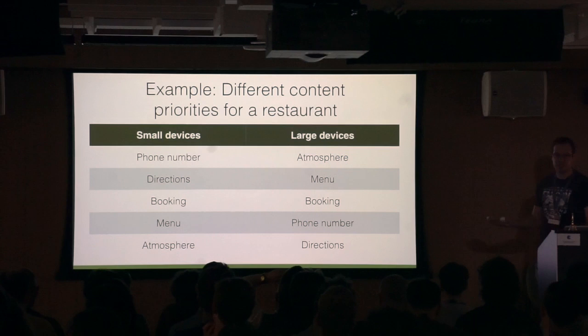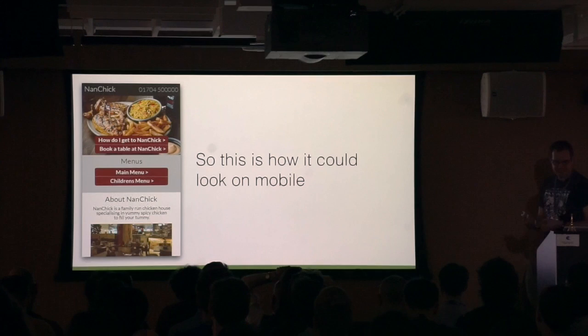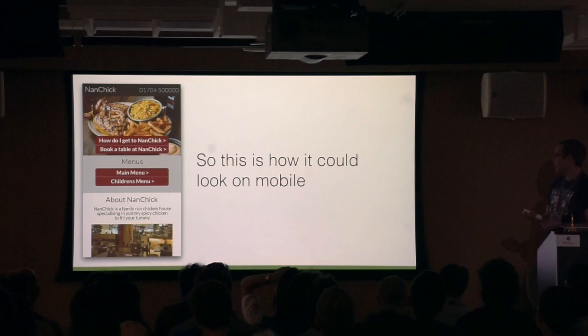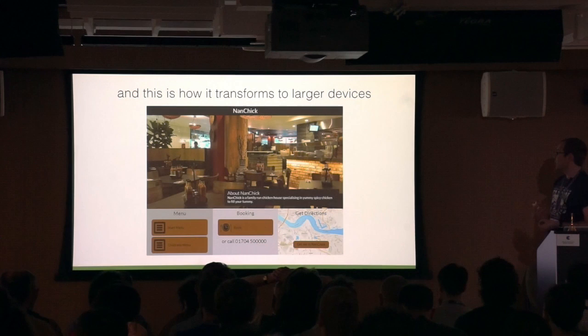And then you might want to make a booking, or call up and look at the map with directions. So I apologize for my design skills, I'm really not a designer, but in practice it might look a bit like this. So on mobile, we blended the phone with the header. And then we've got a big call to action to say how to get to the restaurant and how to book a table. But this is how it transforms to large devices.